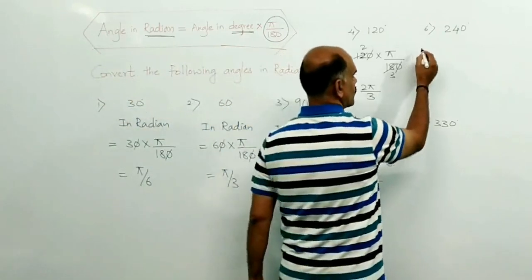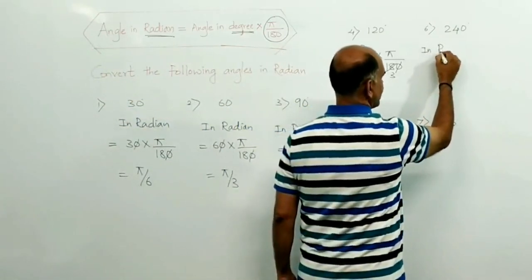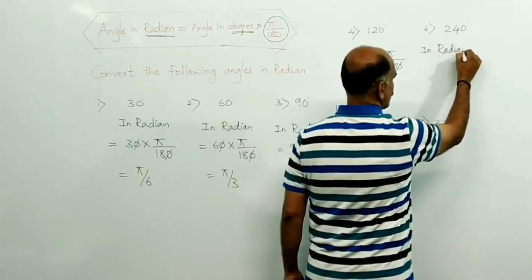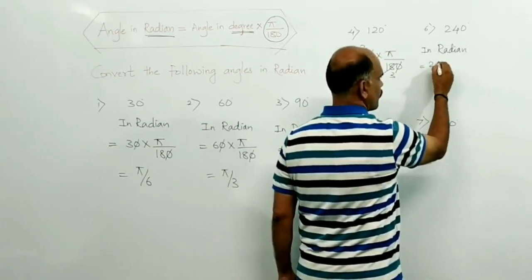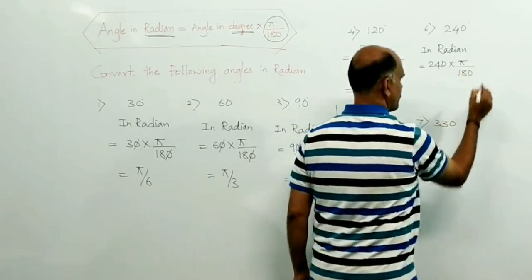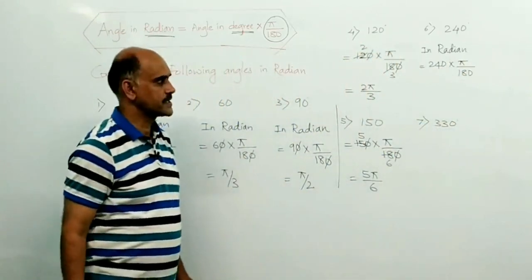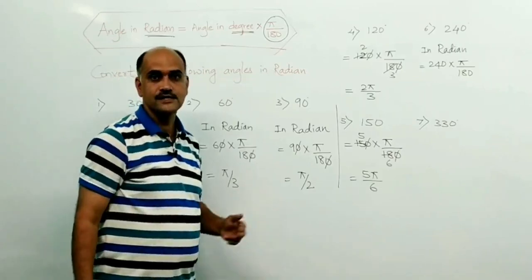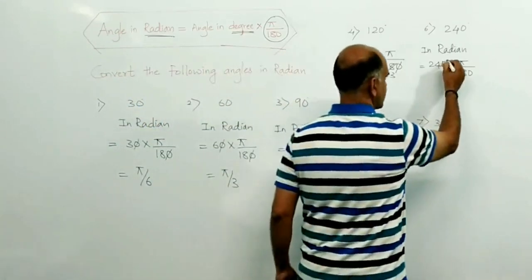Similarly 240. In radian it will be 240 into pi by 180. Tell me what will be the next step. 0 gets cancelled, so I will cancel 0.